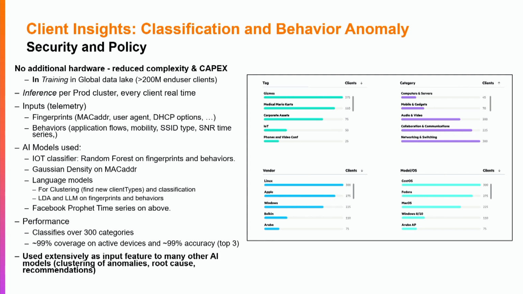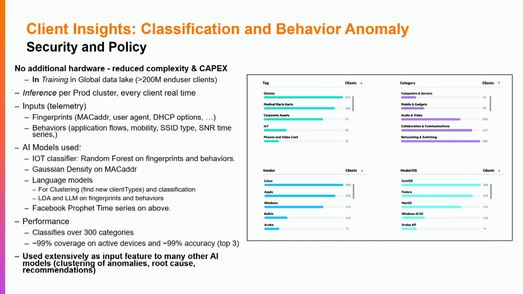So we have two types of inputs for each client. The fingerprints, like MAC addresses, user agent, DHCP options, and then the behaviors. What application flows, the mobility state, what SSID type they're connected to, SNR time series. So we get an idea of what they're doing, is there any periodicity, is there a lot of richness in the applications. Of course, the username and all that stuff, all that PII has been removed. This is just behaviors on client types.